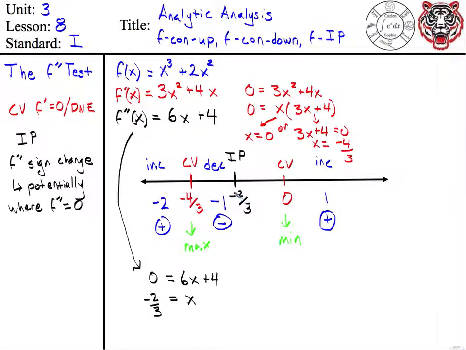And then I need points to the left and right to test concavity. I can use negative 1 again. Negative 1 is to the left. And I need to use something to the right, and I could use this one. Anything to the right could work. I'm just going to the left and right of the inflection point, so I'm just going to use negative 1. I could have used any point to the left, like negative 2 or negative 4/3.